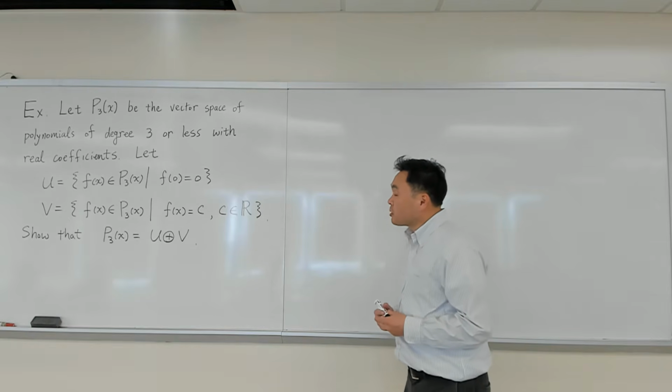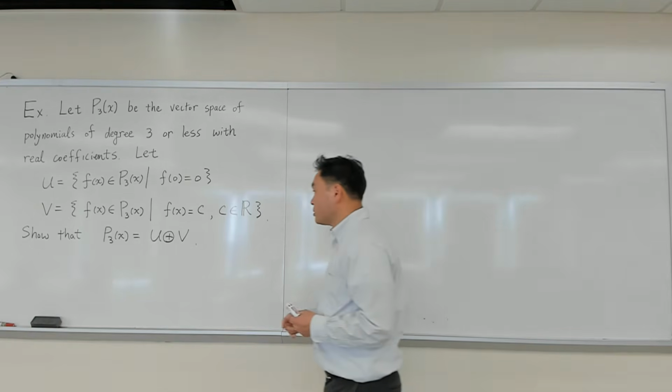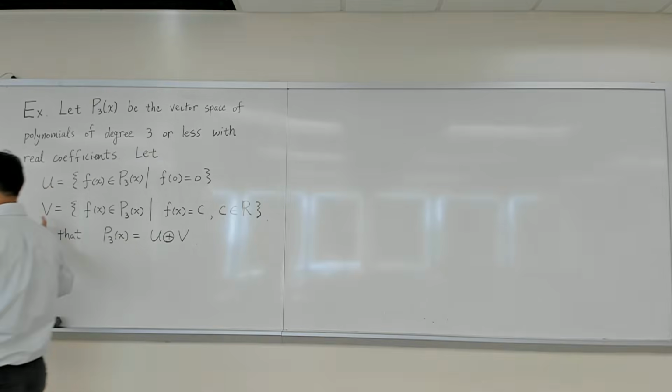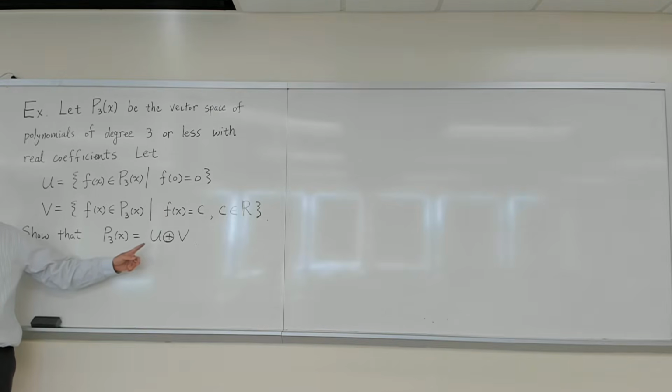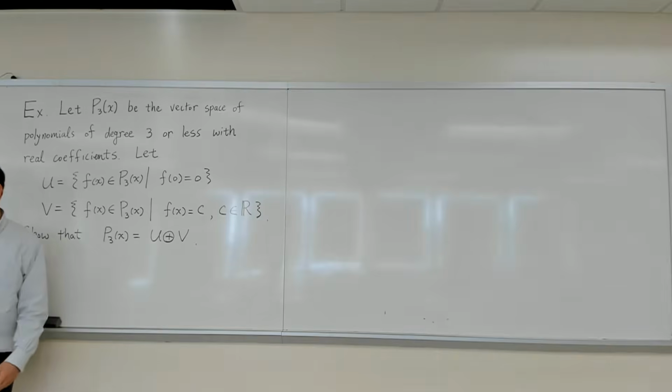Here's an example problem of showing that these two subspaces represent the entire space as a direct sum. So you have to prove two things. One is that you can take any element in here and represent them as a sum of one element from here and another element from here. That's one. The other is you have to show that it is a direct sum.